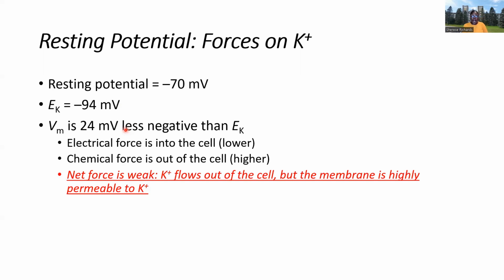If you think about the two forces that are acting on it, the electrical force wants to move it into the cell. The chemical force wants to move it out of the cell. The chemical force is greater. All right. And so we subtract the difference there, and the magnitude, and when I say magnitude, it's the strength with which potassium wants to move, is going to be 24, right? Which is relatively small or weak. And so the net force acting on potassium is weak, and it's going to be in the direction out of the cell. But since the permeability for potassium is very high, potassium is going to move out of the cell, but with that weaker force.